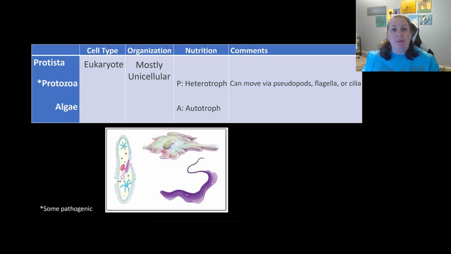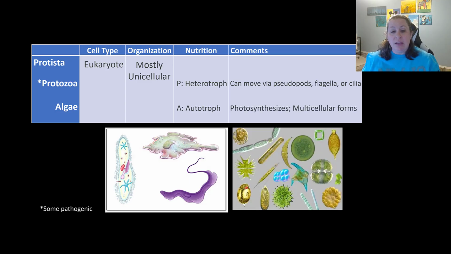In the algae group, we do see that it is going to be an autotroph. They are going to be able to be self-feeders using specifically the sun. Most of them are photosynthesizers. They are going to be able to do the process of photosynthesis, and there are some multicellular forms in this group. However, a lot of algae are still single-celled organisms. So this is the group Protista.